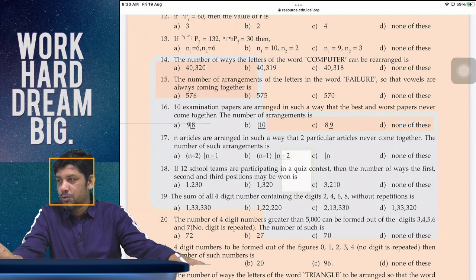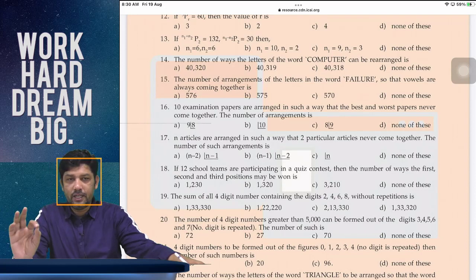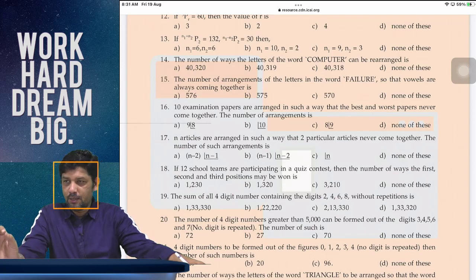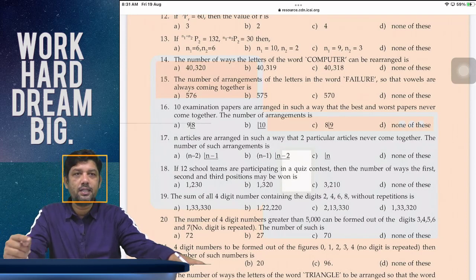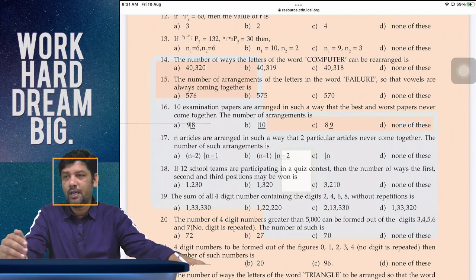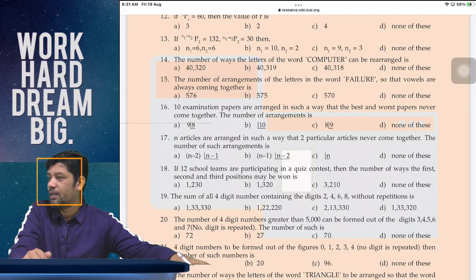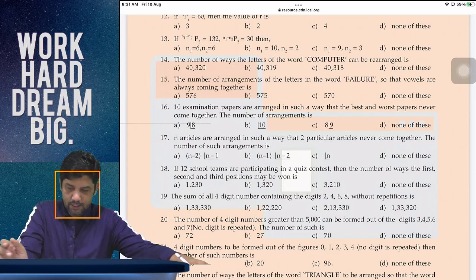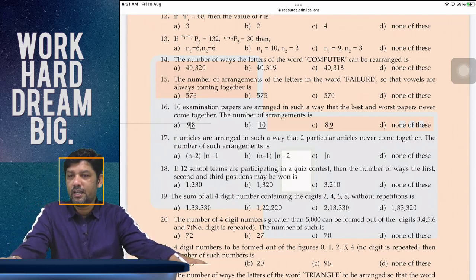As I told you, if a word rearrangement comes in the question, what we need to do? Find the total number of arrangements minus 1. There are 8 letters. 8 letters can be arranged among themselves in 8 factorial ways. Since it is rearrangement, it is 8 factorial minus 1. Am I clear, my dear?